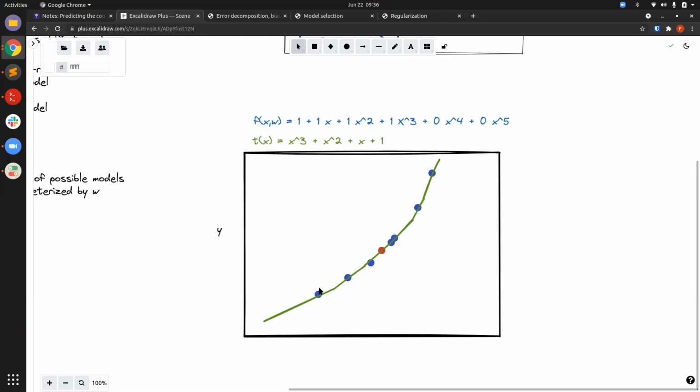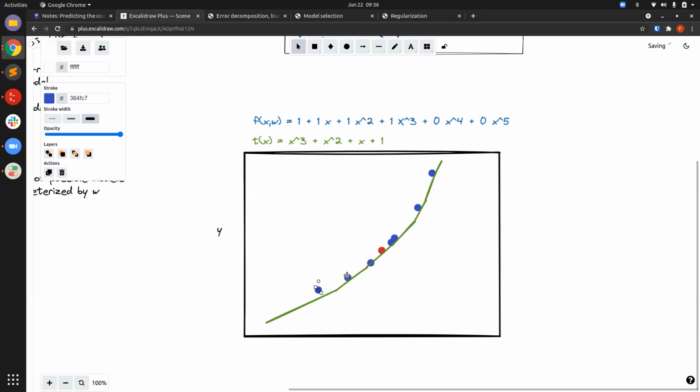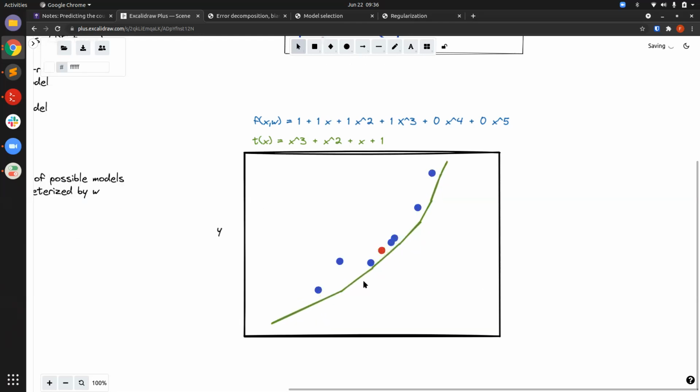But because we do have noise in the data, when I use an overly complex model, let me add my noise back in.